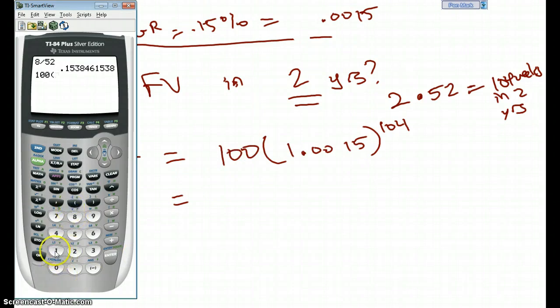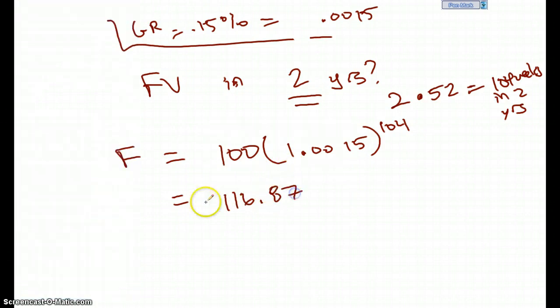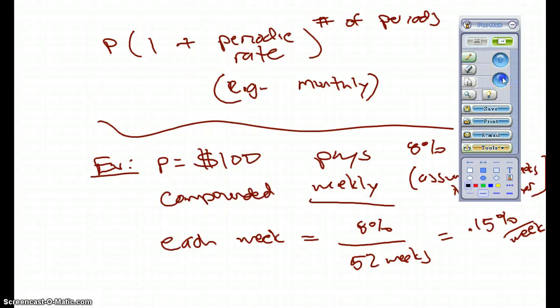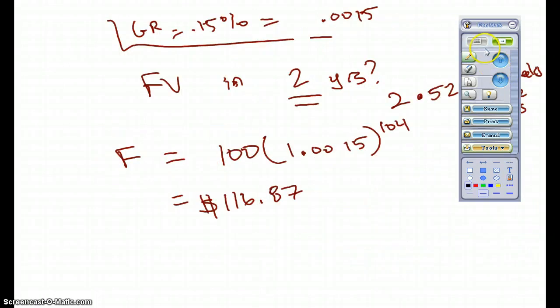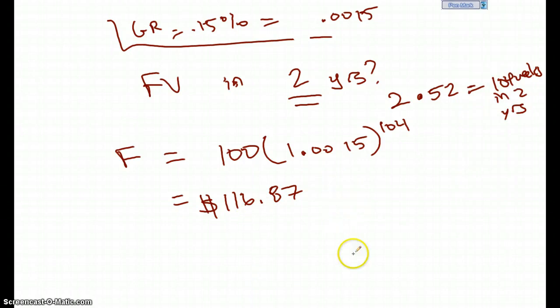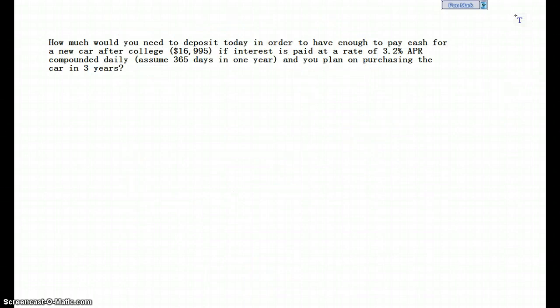100 times 1.0015 raised to the 104 power, and we get about $116.87. So that means we would have that much in the account under this particular account. Now, if you roughly play it out, you notice that 8% a year should come out to roughly about $8 a year. So next year it comes out to a little bit more than $8 because we're putting interest on top of interest. So let's take a look at an example.